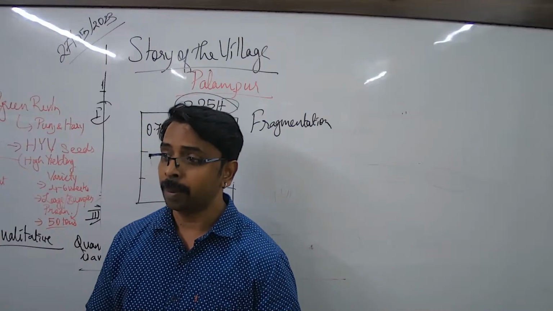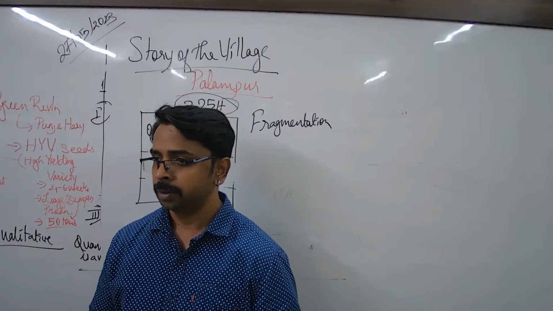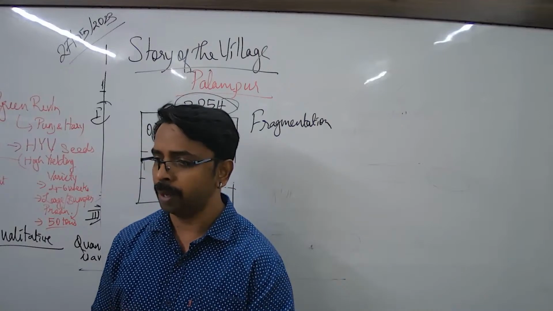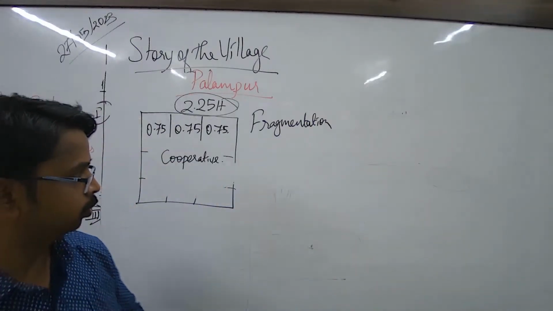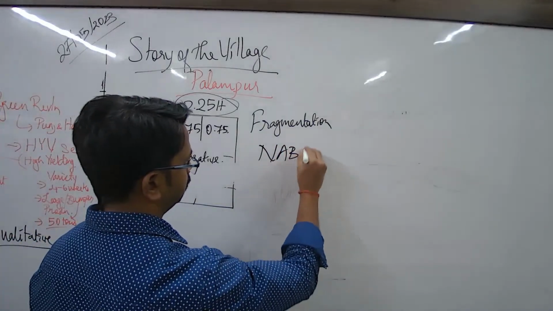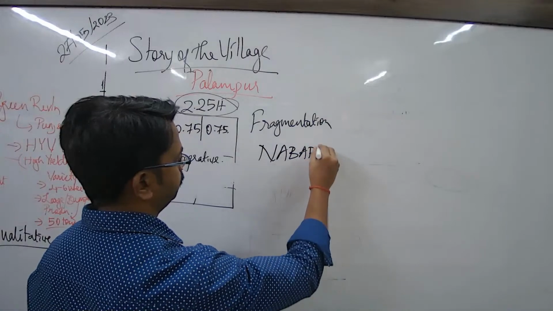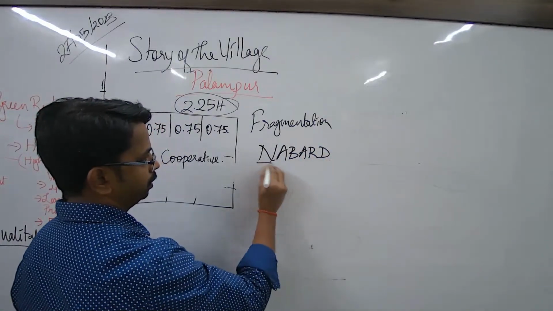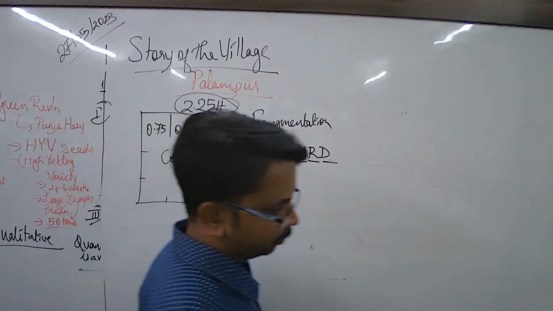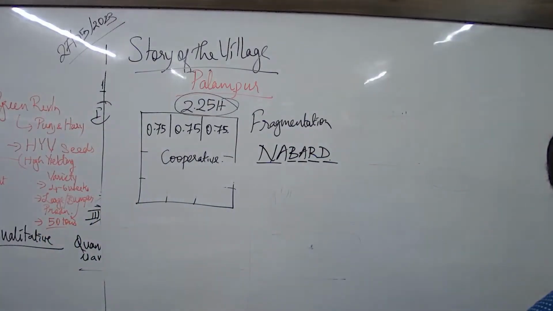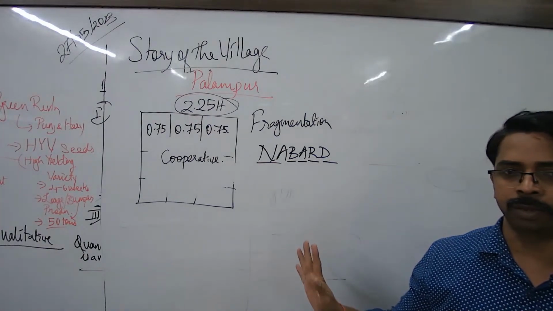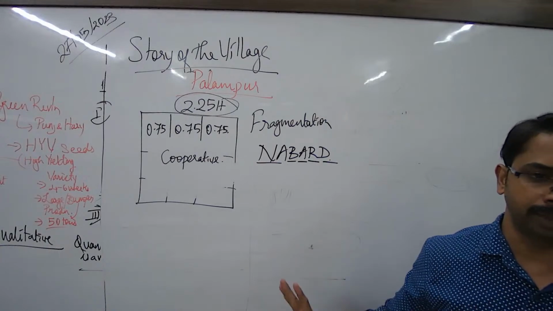But now the banks have come up. So money lending is illegal. Now there are banks only for the farmers. Such banks are there: National Bank for Agriculture and Rural Development. This is only for the farmers. Minimum rate of interest. No collateral, no formality, nothing.